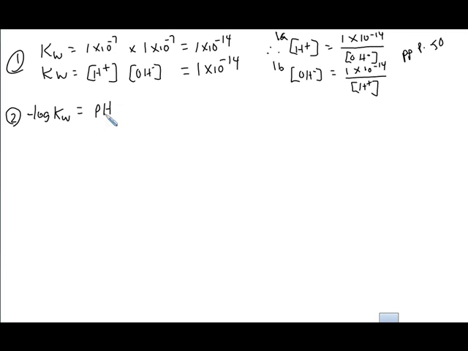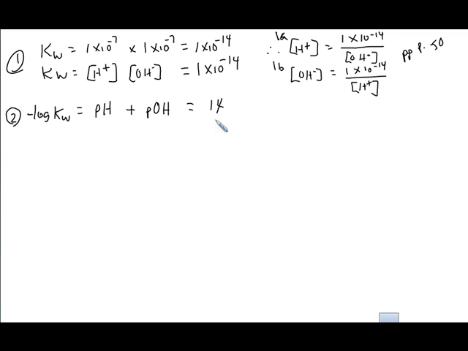Now, the log of this number would be negative 7, so the negative log would be 7. What do you do with exponents when you multiply numbers? You add them. So another way to restate statement number 1 is to say that the pH plus the pOH always equals 14. The pH plus the pOH always equals 14.